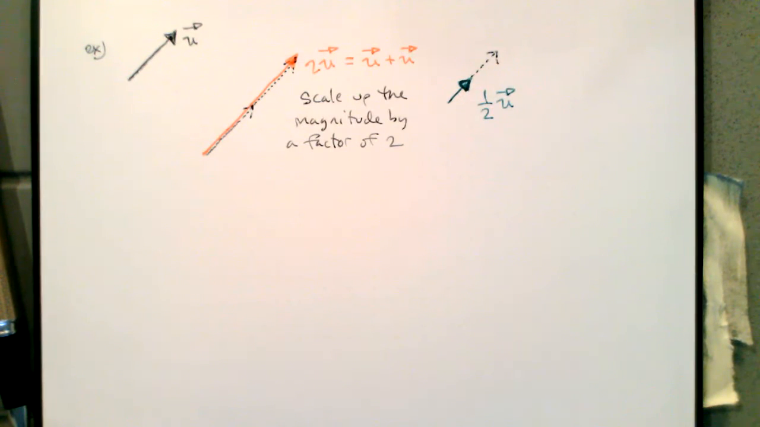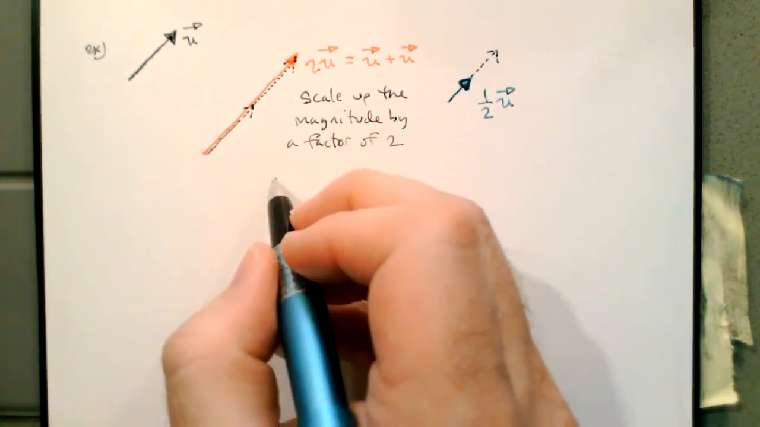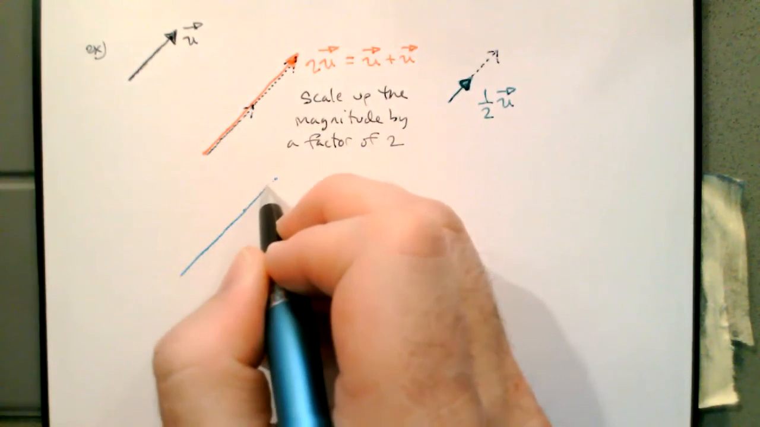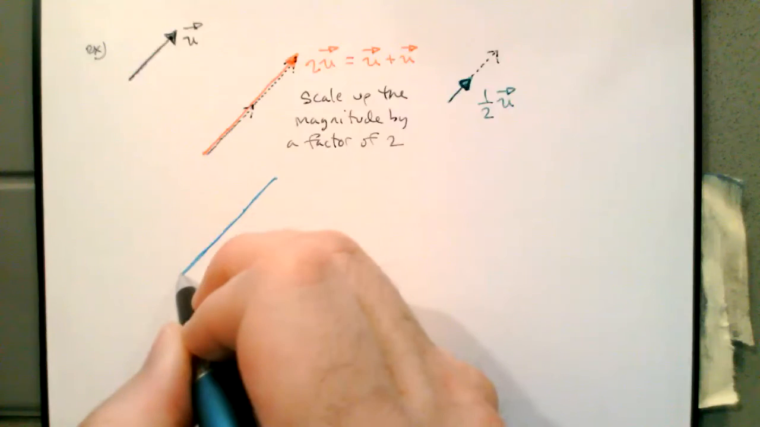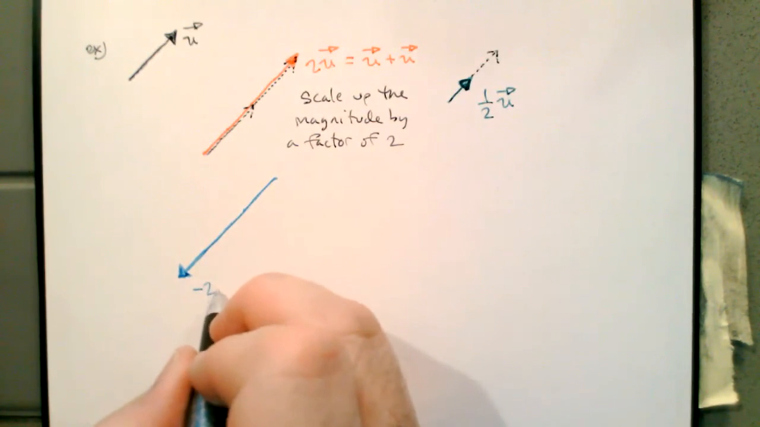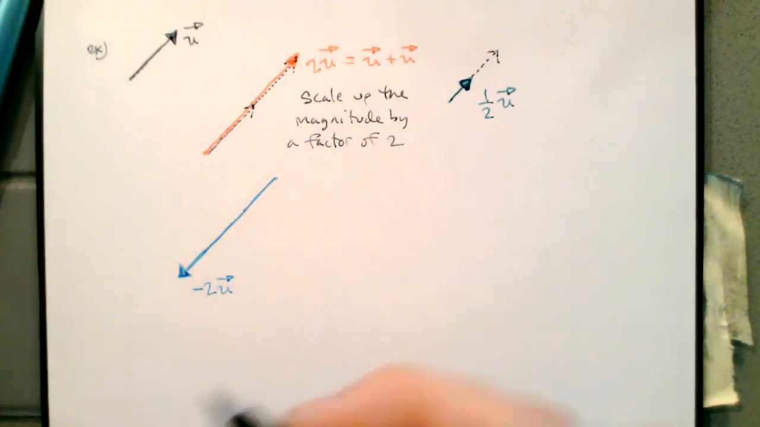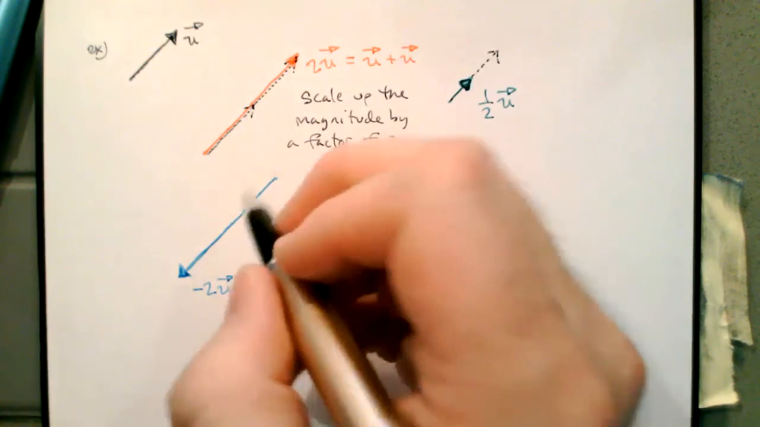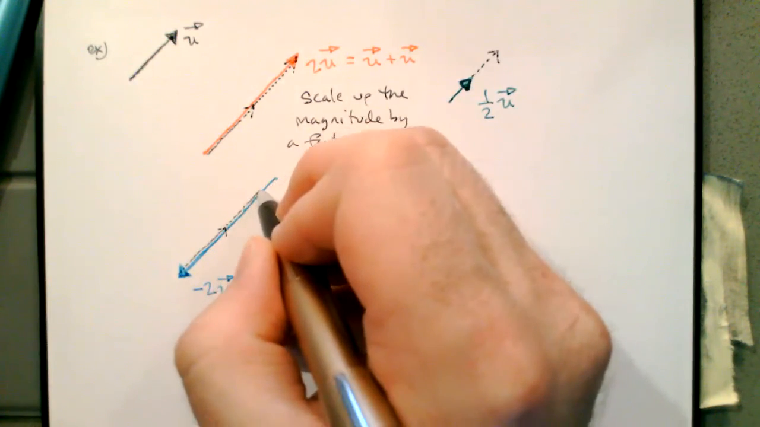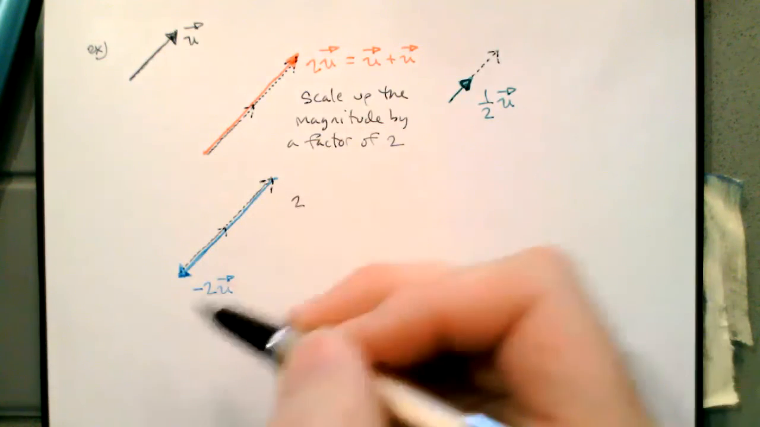We've seen already what happens if our scalar is negative. So if I have negative 2 times u, the 2 makes it twice as long. The negative makes it go in the opposite direction. And u is, there would be 1u, and here would be the 2u. But since it's negative 2u, we're going in the opposite direction.